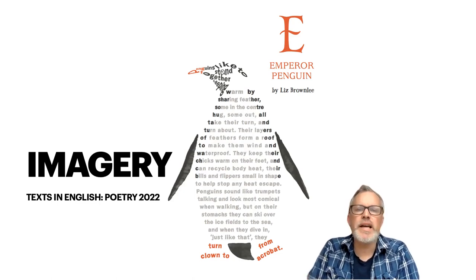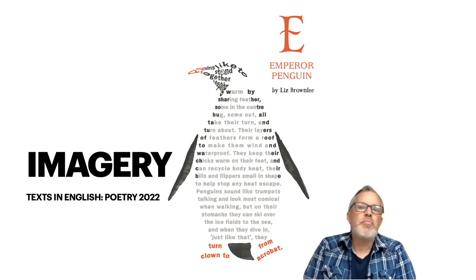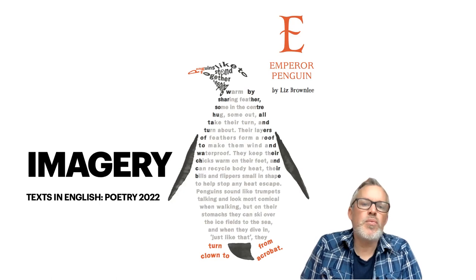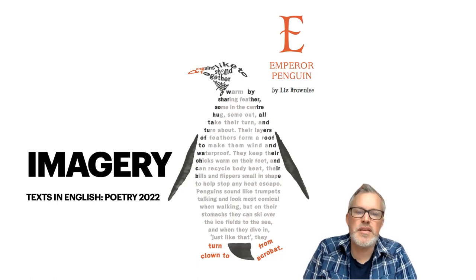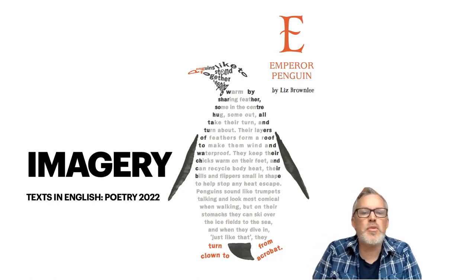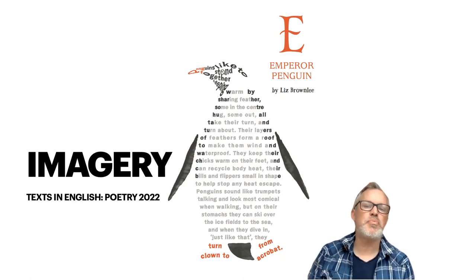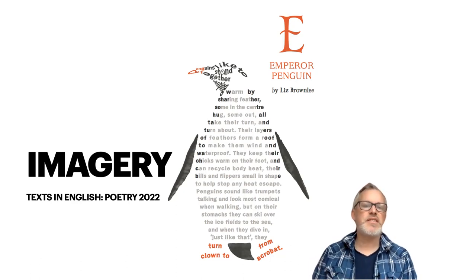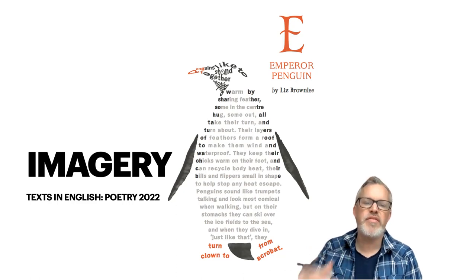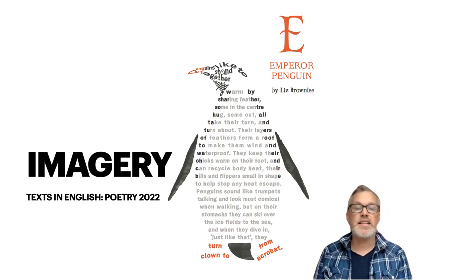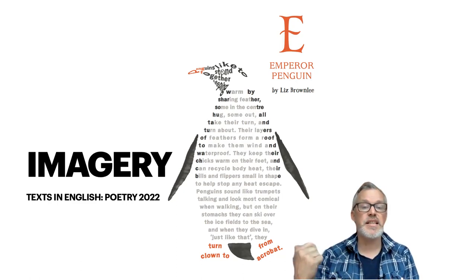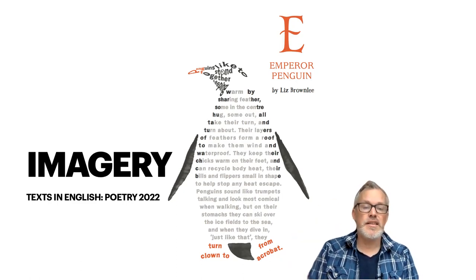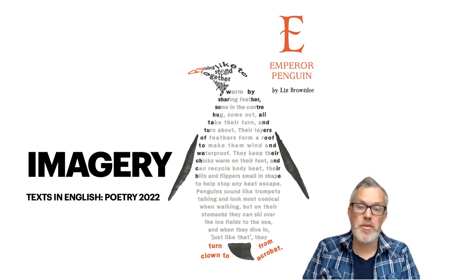E is for Emperor Penguin, by Liz Brownlee. Penguins like to stand together, keeping warm by sharing feather. Some in the center hug, some out, all take their turn and turn about. Their layers of feathers form a roof to make them wind and waterproof. They keep their chicks warm on their feet and can recycle body heat. Their bills and flippers small in shape to help stop any heat escape. Penguins sound like trumpets talking and look most comical when walking. But on their stomachs, they can ski over the ice fields to the sea. And when they dive in, just like that, they turn clown to acrobat.